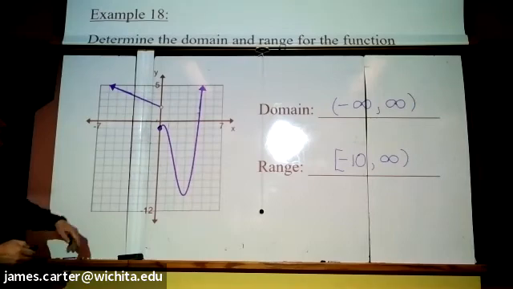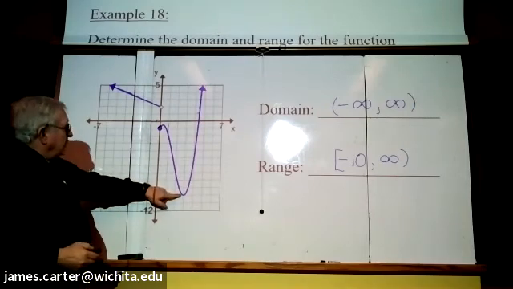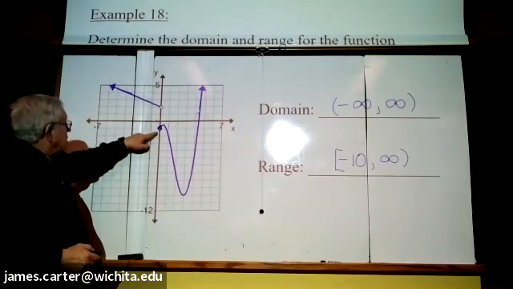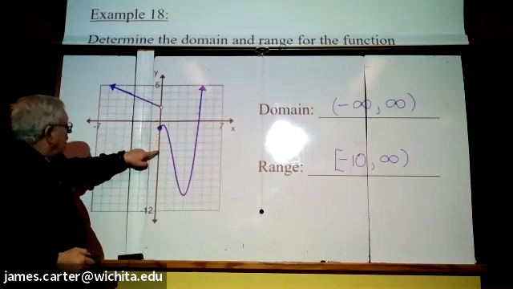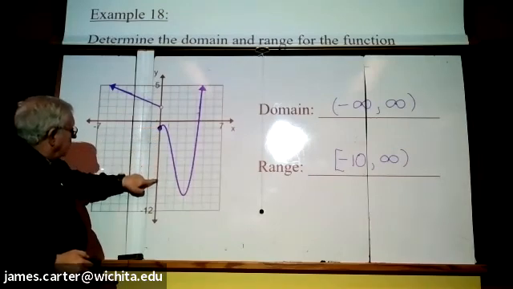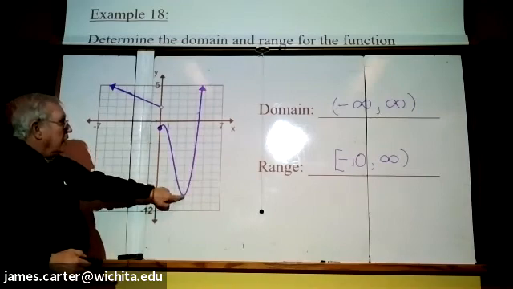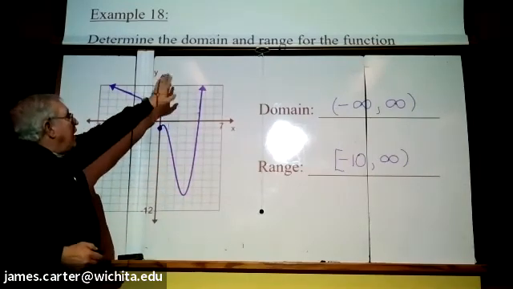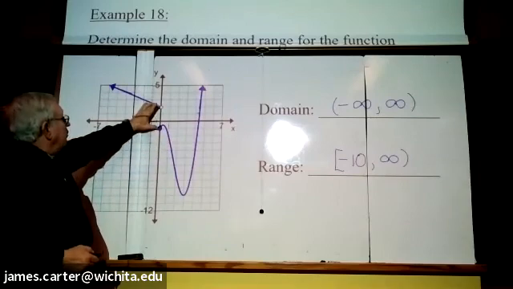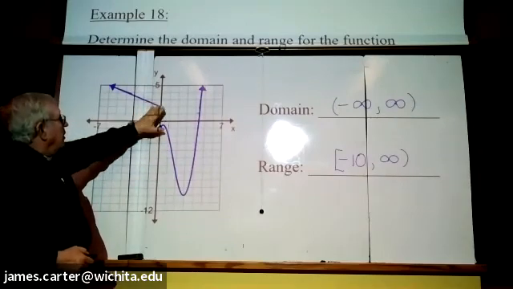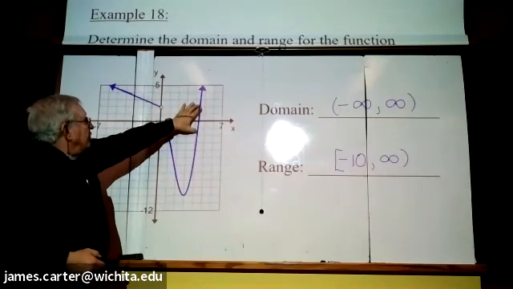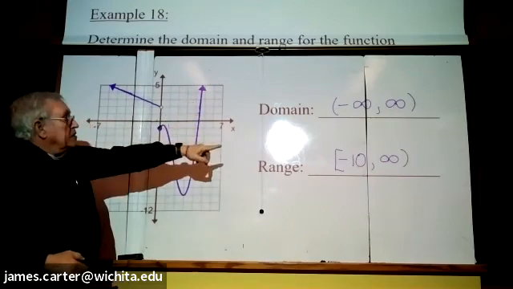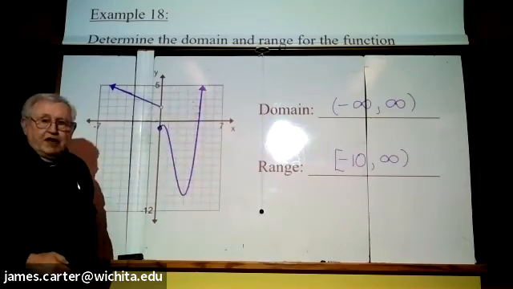Okay, the range, the lowest point is 1, 2, 3, 4, 5, 6, 7, 8, 9, 10. Negative 10 for a y value, and it is included. That goes to infinity with no breaks. Even though there's a break here, the fact that that break is filled in over here means that it just goes to infinity.